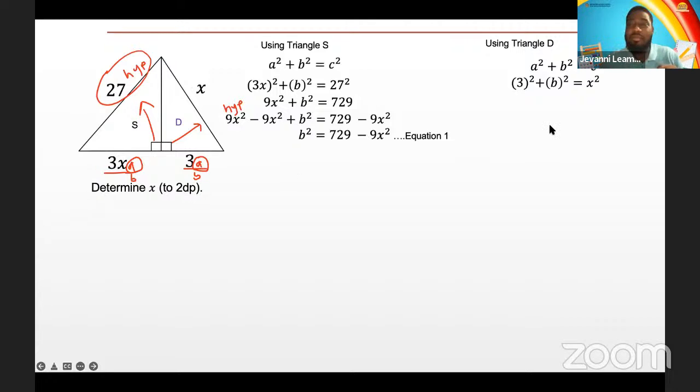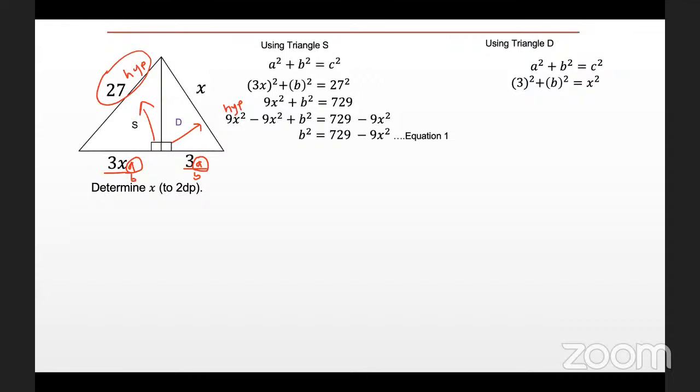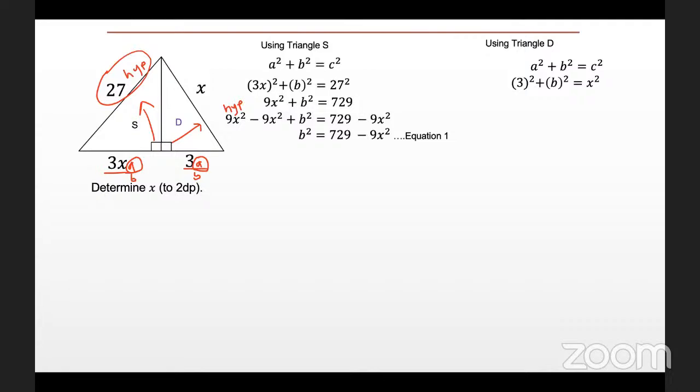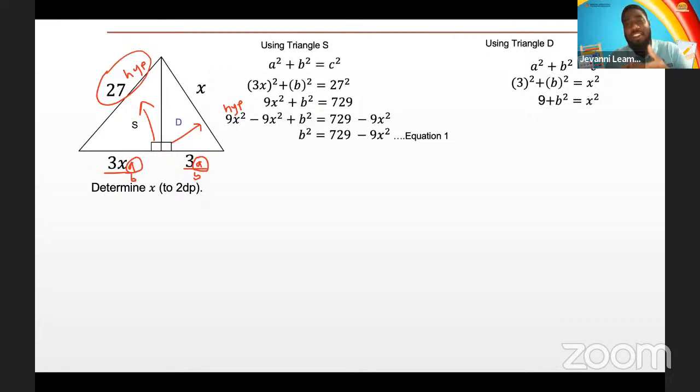All right. So now we have our A value for triangle D to be 3, right? Then we do the same thing. 3 squared, one of the shorter sides, add it to another shorter side, which we don't know as yet, and it's equal to X squared. The C value is now X because X is our hypotenuse, right? Then we just square that number, which we simplify as best possible. Square it and then we transpose and then onwards, right?